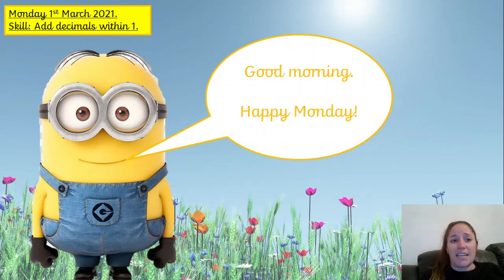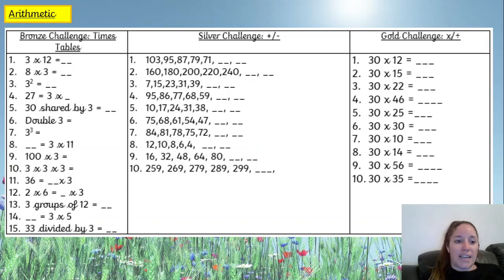Your skill today is to add decimals within 1. Okay, so write that, underline it, and then you can start your arithmetic. So arithmetic today, you've got 3 times tables for your bronze challenge. You have a silver challenge of sequencing and a gold challenge of multiplying 2 two-digit numbers. So take your time, especially with the multiplication. Don't forget that 0 the hero, and come back when you're ready for the answers.